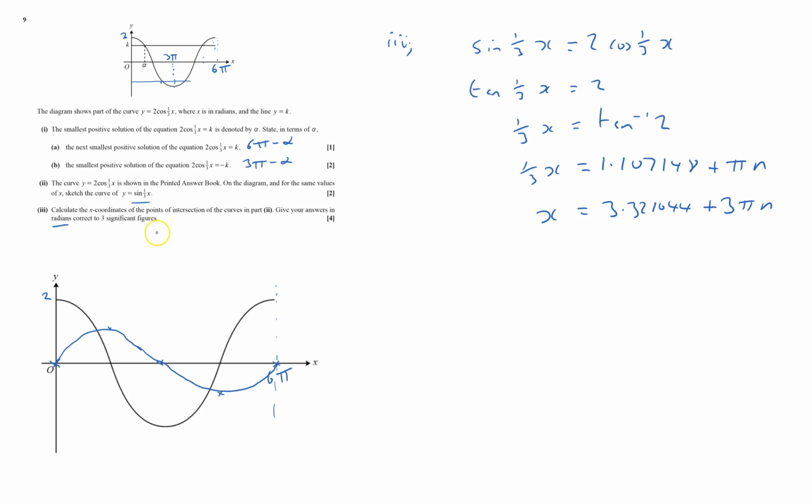And it wants the points of intersection. So I want the first one and the second one. First one here and the second one there. So I will get x equals 3.32, or 3.32 plus 3 pi, and that will be 12.746, which equals 12.7 to 3 significant figures. So it's 12.7, 3.32, and that's question 9 and the whole paper done.